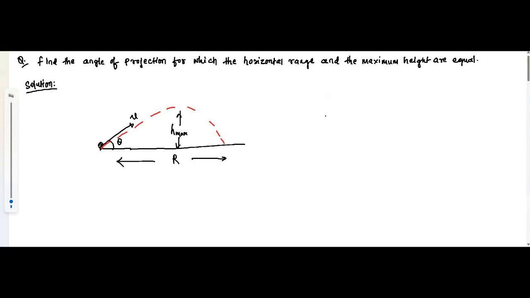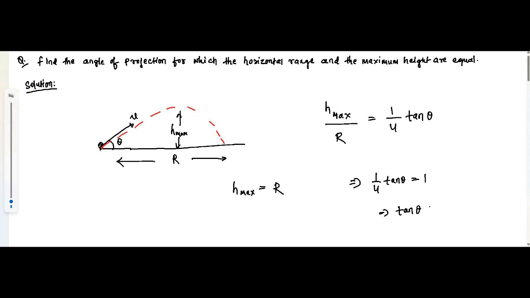So here, if you recall the important relationship between maximum height and horizontal range, h max by r is equal to 1 by 4 tan theta. So according to this question, h max, that is maximum height, is equal to horizontal range r. That implies this ratio will be equal to 1. That implies 1 by 4 tan theta is equal to 1. That implies tan theta is equal to 4.